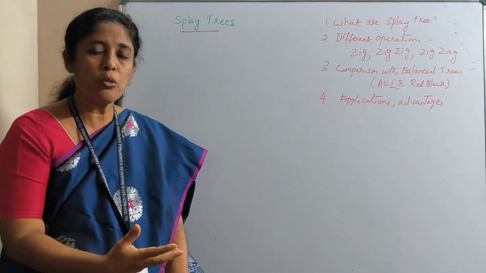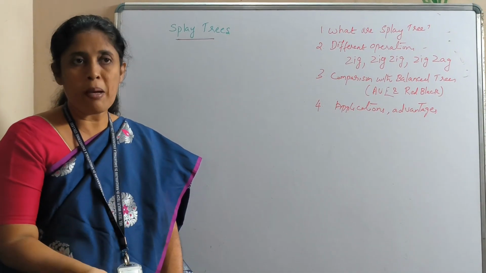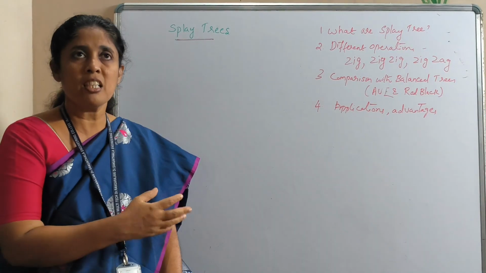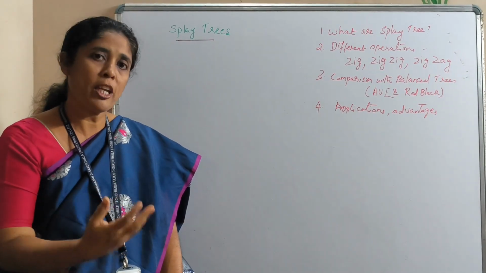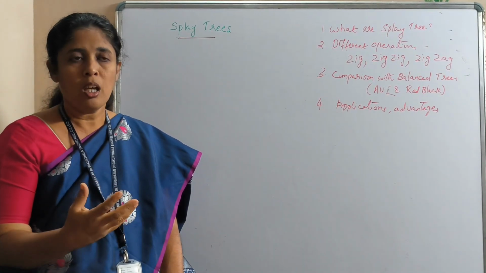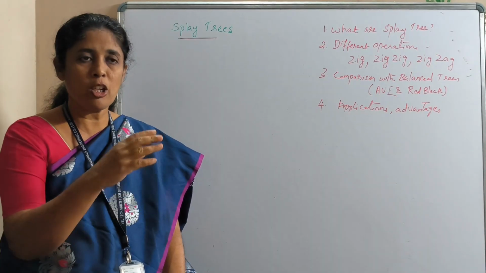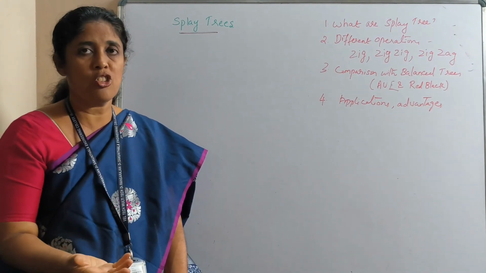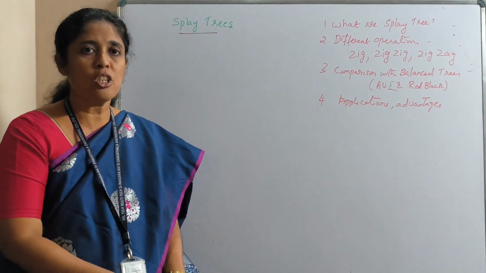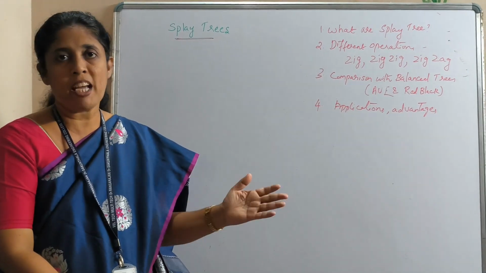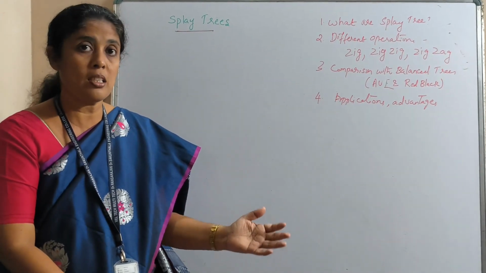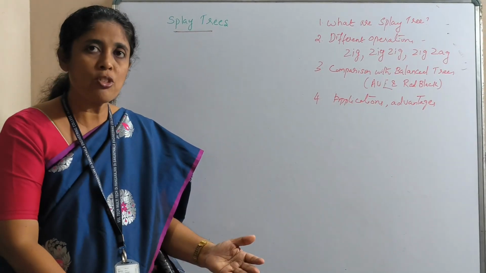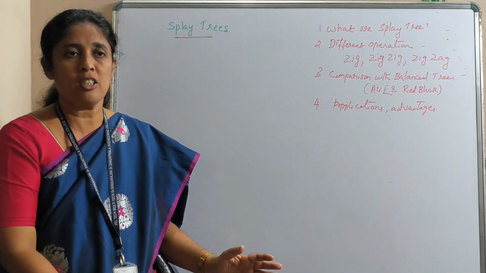Before going to that, we should know what a balanced tree is. A balanced tree means the balance factor should be either 1, -1 or 0. If the balance factor is that, depending upon the levels, it is called a balanced binary search tree. Among balanced binary search trees, we have the AVL tree and the red-black tree. The AVL tree is a strictly balanced binary search tree, but the red-black tree is a roughly balanced binary search tree.